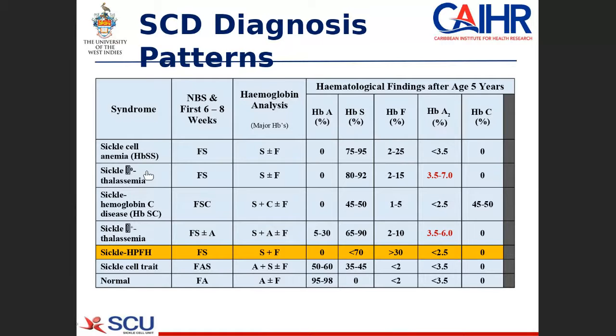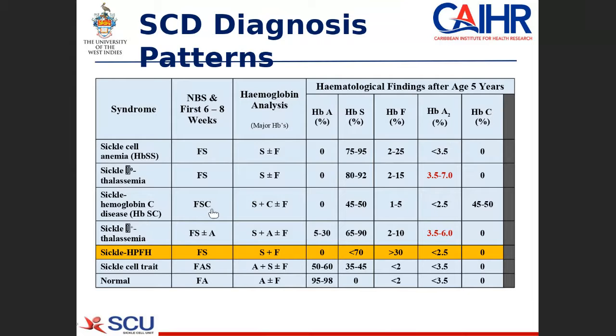Sickle beta-null thalassemia, remember, is very similar to SS disease, with only sickle hemoglobin present. But what helps us to differentiate sickle beta-null thalassemia from SS disease is that with beta thalassemias, your A2 levels are elevated. So A2 levels are greater than 3.5%.